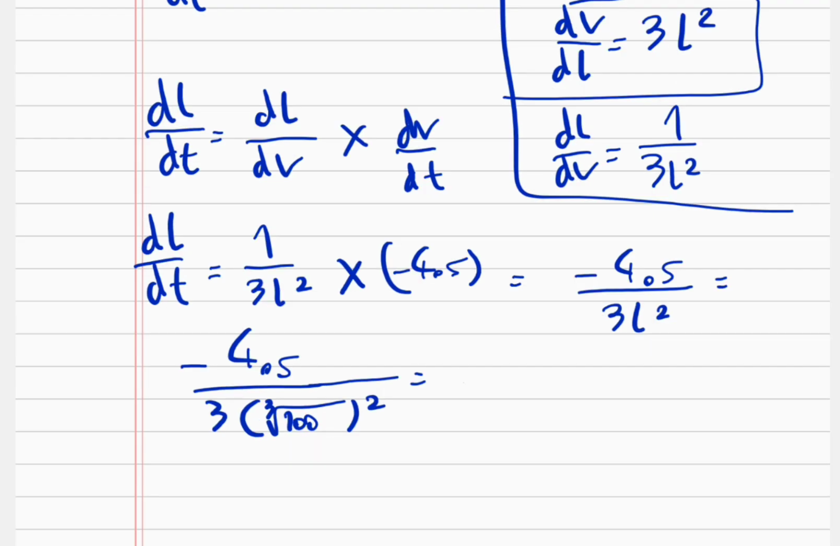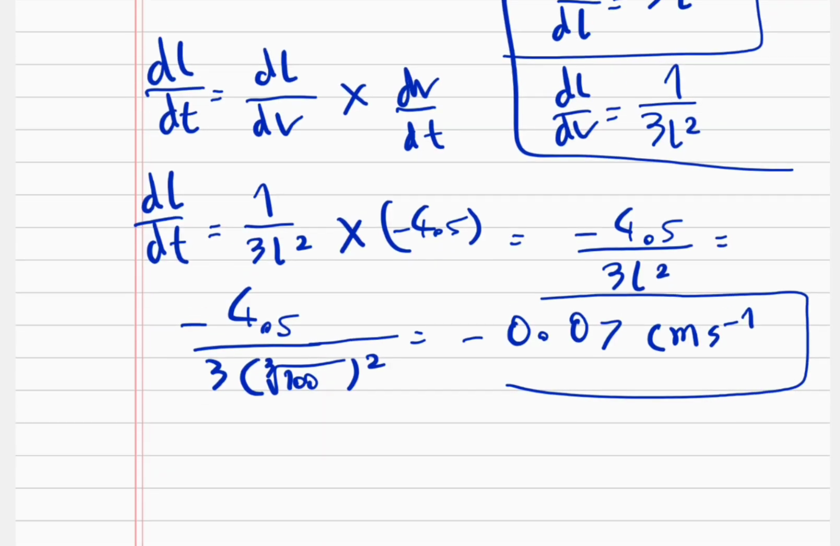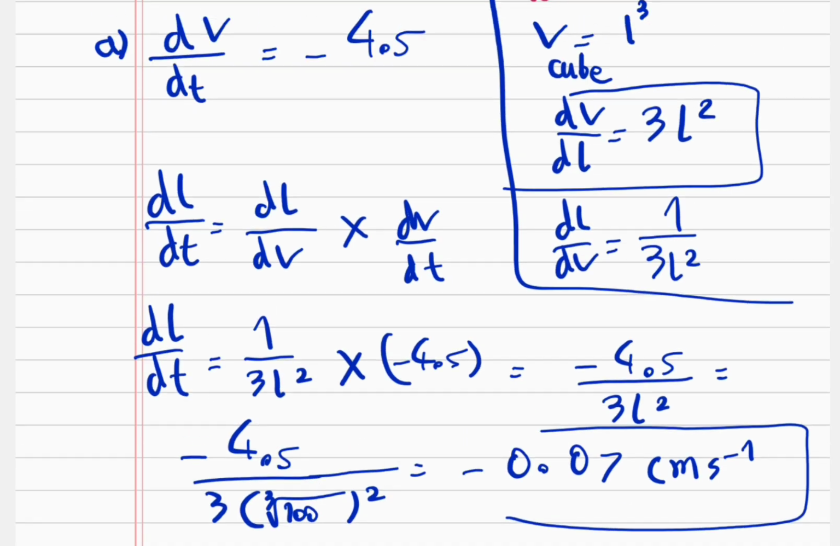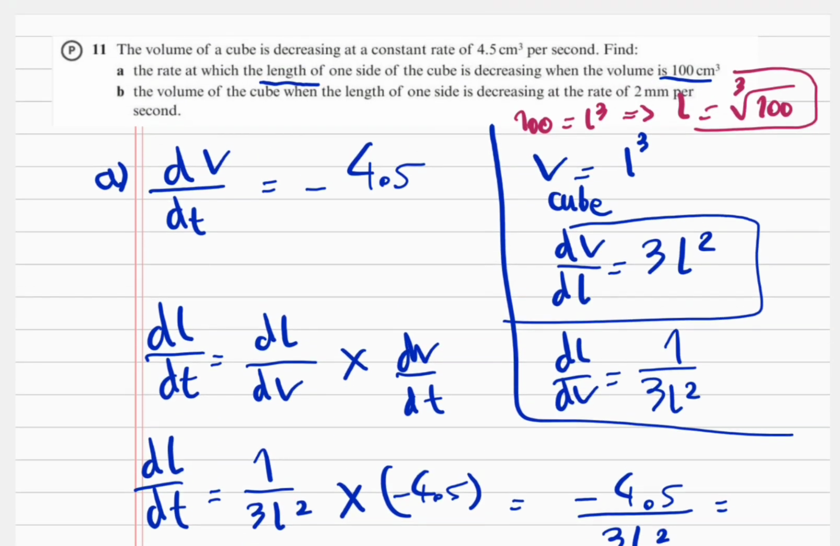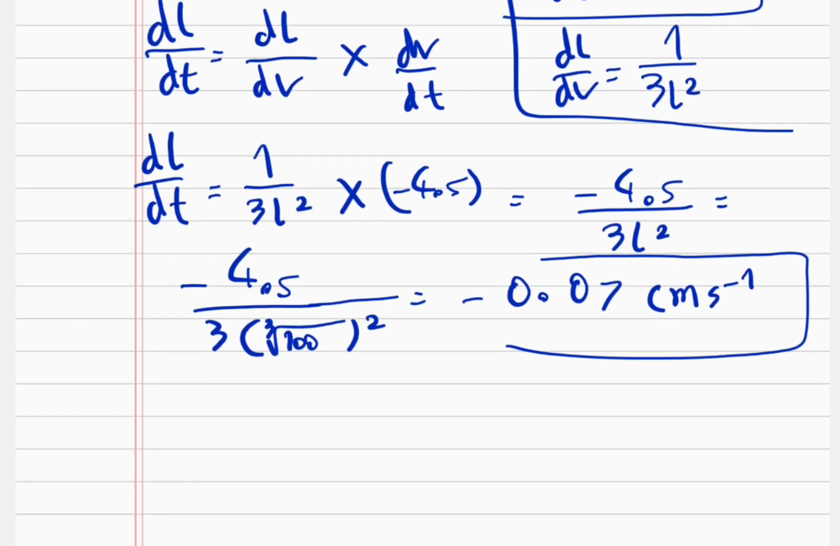And this is equal to minus 0.07 to two decimal places, and the units are centimeters per second. So this is the rate at which the length of the cube decreases. But just be careful, because this negative is telling us that it's decreasing.